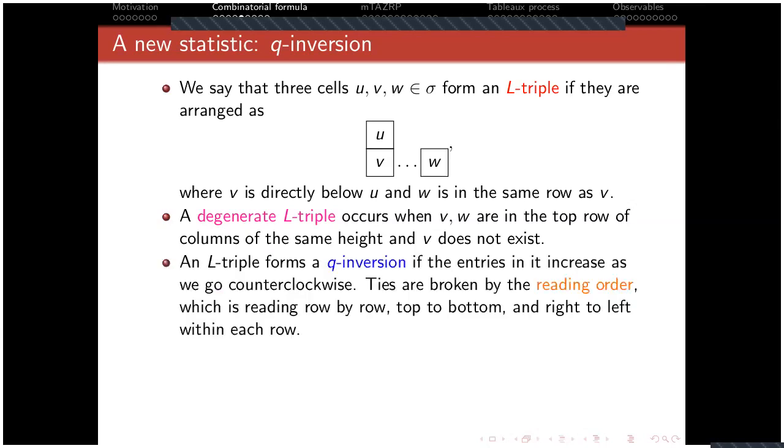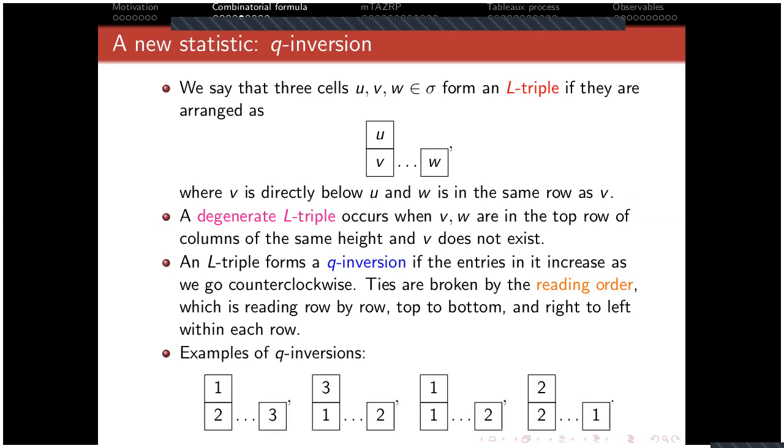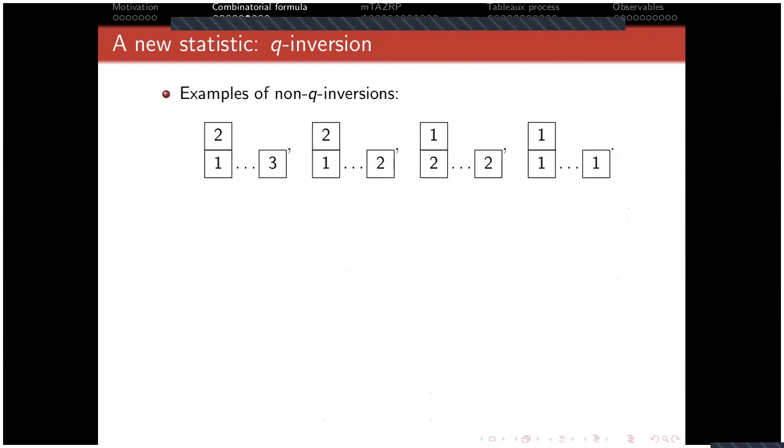Okay. So we say that these form a Q inversion if these 3 entries, as you read counterclockwise, are increasing. And if there are ties, that's broken by a certain reading order, which is already quite difficult. For example, 1, 2, and 3 form a Q inversion because as you read counterclockwise, you first see a 1, then a 2, then a 3. It could also be like this: 1, 2, 3. And for the ties, it turns out that things like 1, 1, 2 also form a Q inversion.